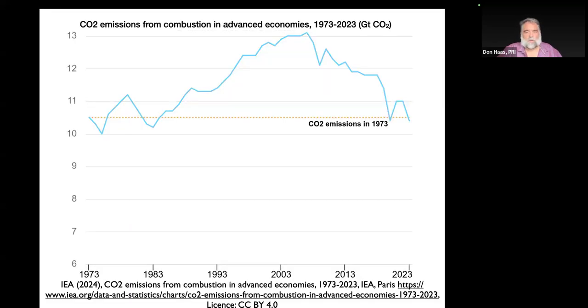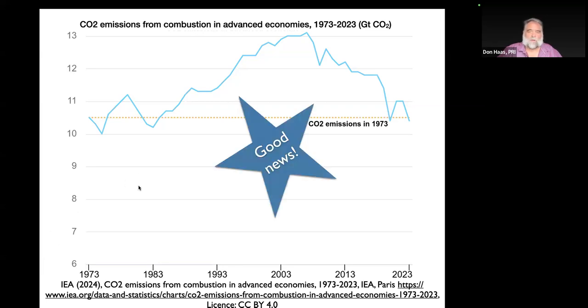And here's some more good news. This is CO2 emissions from combustion in advanced economies from 1973 to 2023. And we are back down to the level of, I believe, 1933 or so, which is amazing. Yeah, that's 1973. We are back to the level of 1973 for advanced economies. For the US, we're back to about 1933.